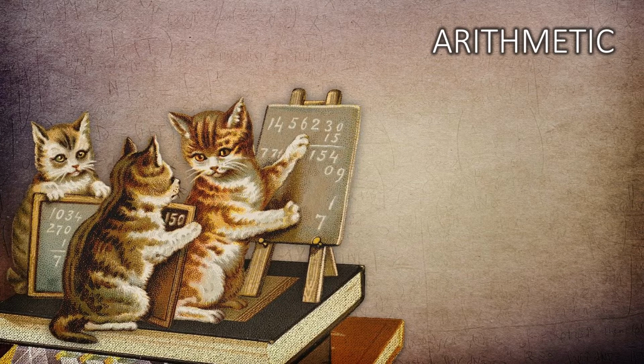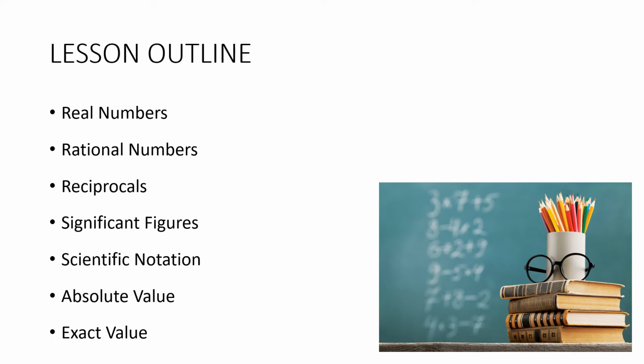Our first topic is arithmetic and algebra, and this is the first in a series of 5 videos for this topic. In this first video, we're going to look at arithmetic. Now, most of this you've learnt before, but I just want to go through it because there might be some gaps in your knowledge, and then you can do a little bit of work just to catch up. We're going to look at real numbers, rational numbers, reciprocals, significant figures, scientific notation, absolute value and exact value.